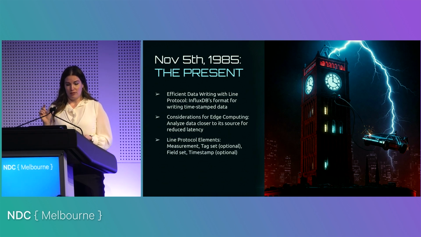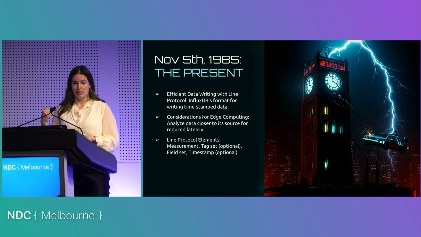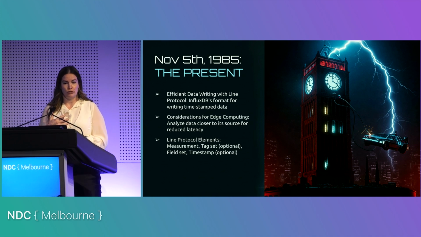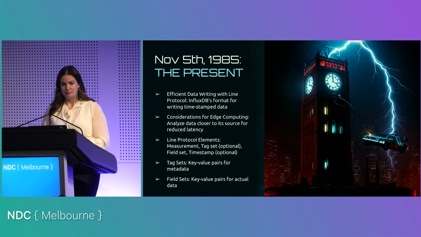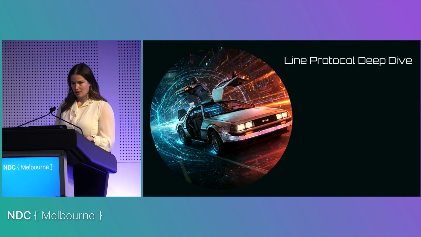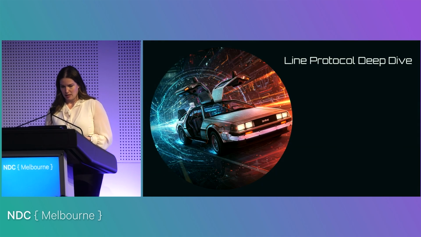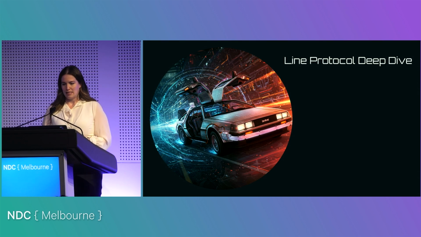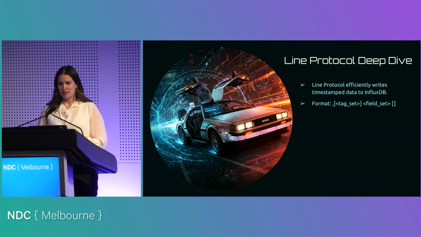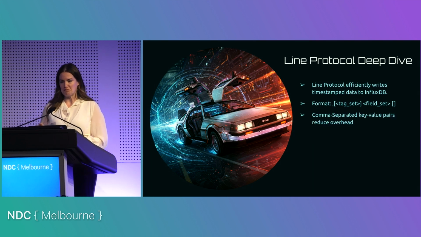All right, and the elements of this are pretty simple. It's just a measurement and a field set. You also can do an optional tag set and timestamp. And these are key value pairs for your metadata. All right, so let's dig deeper into what this is. This format makes it efficient, right? That's what I mentioned. And the basic pattern looks like this: comma-separated key value pairs.